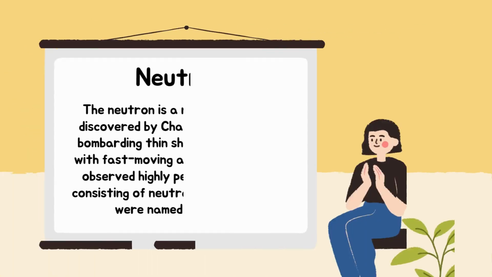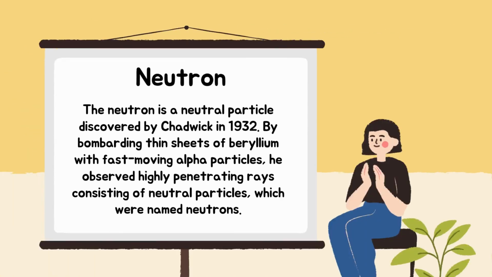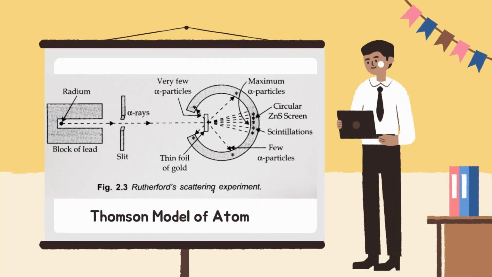What is a neutron? The neutron is a neutral particle discovered by Chadwick in 1932. By bombarding thin sheets of beryllium with fast-moving alpha particles, he observed highly penetrating rays consisting of neutral particles which were named neutrons. Thomson model of the atom, proposed model.